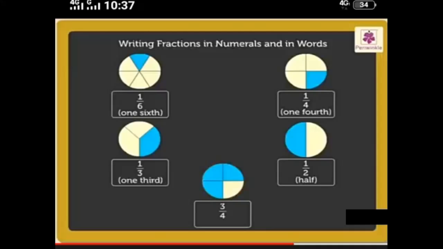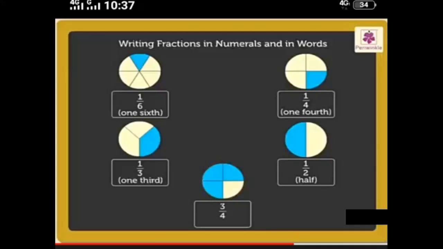What is special about the numerator? How many parts are shaded? Only one part. So, what is the fraction? 1 by 6.